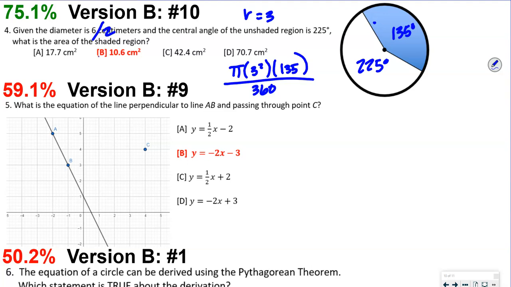The next one says, what is the equation of the line perpendicular to line AB and passing through point C? Okay, so what we want to do first is find the slope of AB. So I notice I go down 2, right, and over 1. So the slope of AB is equal to negative 2 over 1, so that is negative 2, right? So what is the perpendicular slope to negative 2? That's what we need to ask ourselves. So we know that one's negative, so the other one has to be positive, right? And what is the reciprocal of 2? Isn't it 1/2? So that's the slope we're actually going to use, guys.